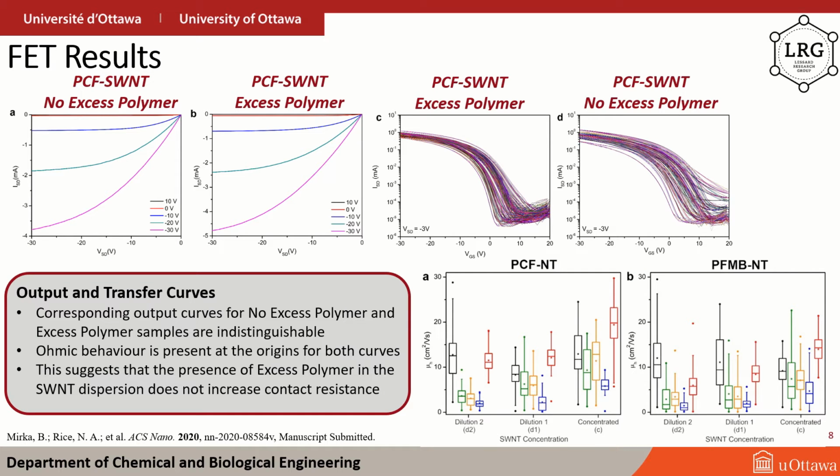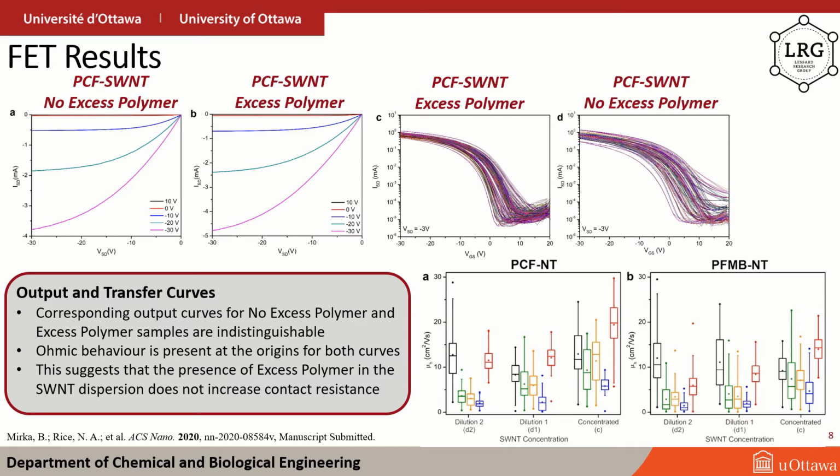After Raman spectroscopy experiments, we began fabricating field effect transistors, or FETs for short. For each FET, we generated an output curve and a transfer curve. So the output curves on the left are representative curves for no excess polymer and excess polymer. These curves are indistinguishable from one another. Most importantly, they both demonstrate field effect behavior, and the origins of each curve are linear.